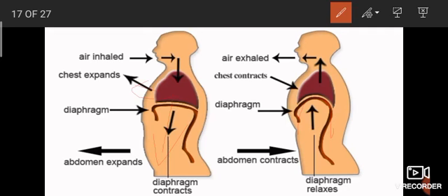During exhalation, try this. If you observe this, we can identify that during inhalation, the ribs expand and our stomachs expand. During exhalation, our stomachs go back to normal and our ribs also.